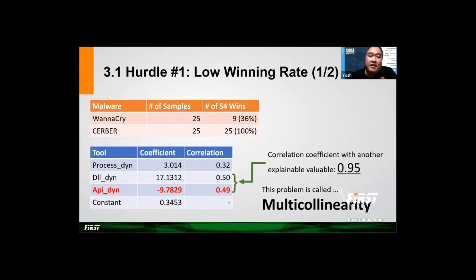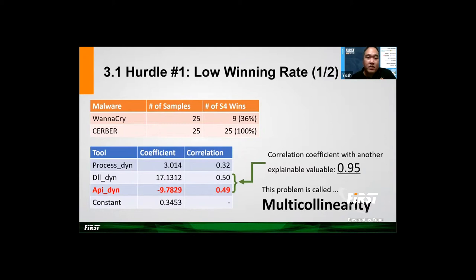Hurdle number one is a low winning rate. First, I used data from a test I did 3 years ago to see if I could successfully group them. As a result, one malware family did not recognize many samples correctly. We will look at the output data to find the cause.